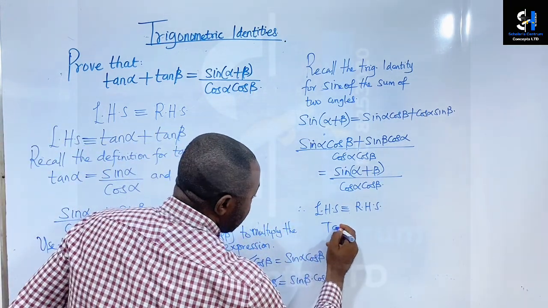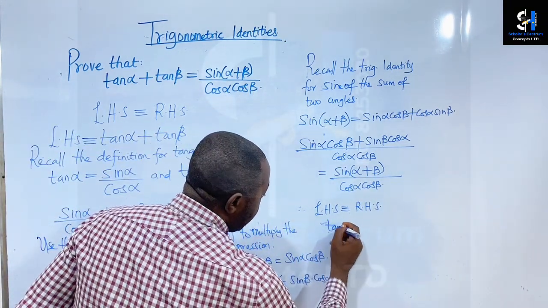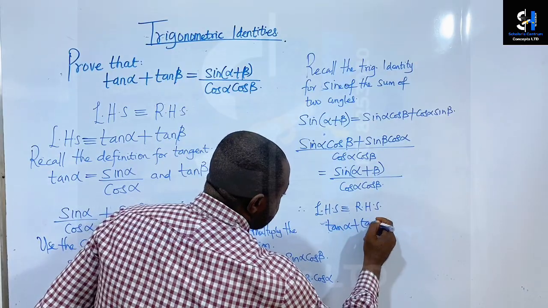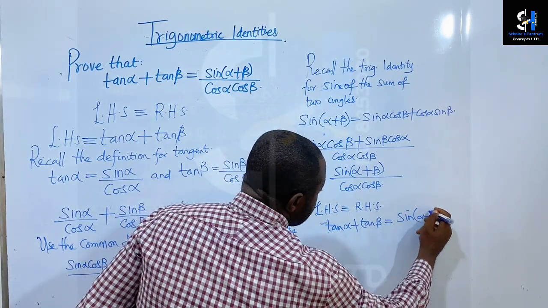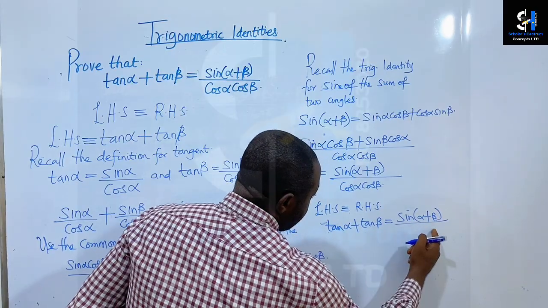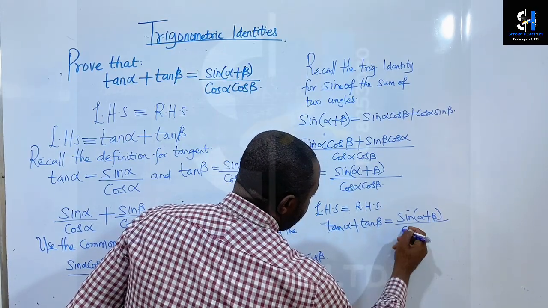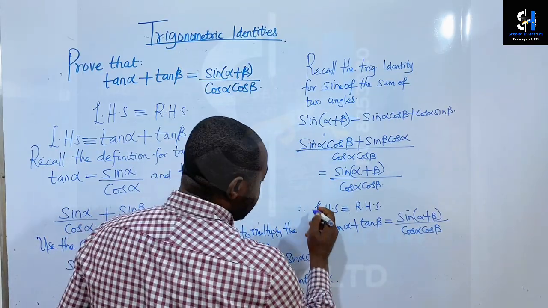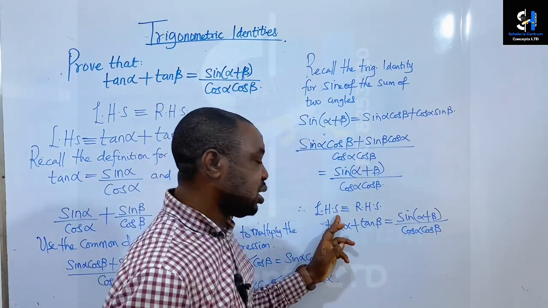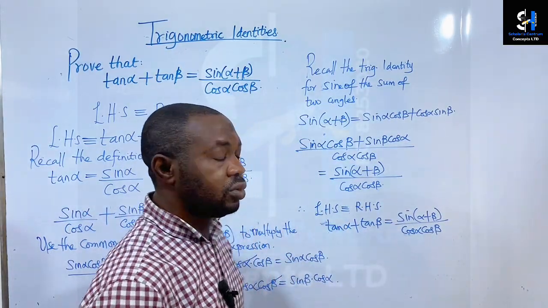So we can then say that tan alpha plus tan beta is equal to sine of alpha plus beta over cos alpha cos beta. And that is what we have here: the left hand side is equivalent to the right hand side.